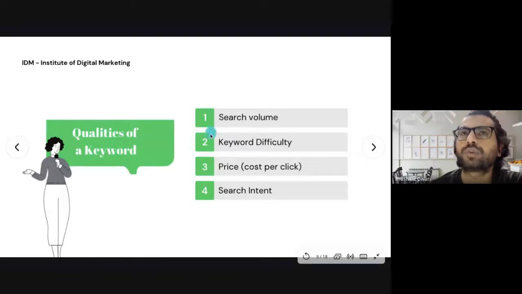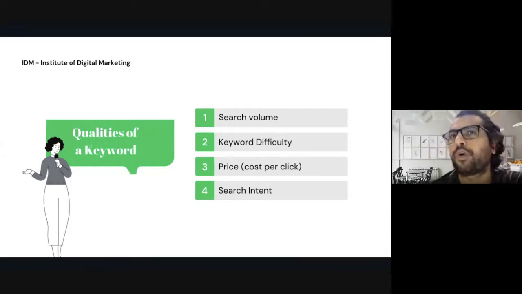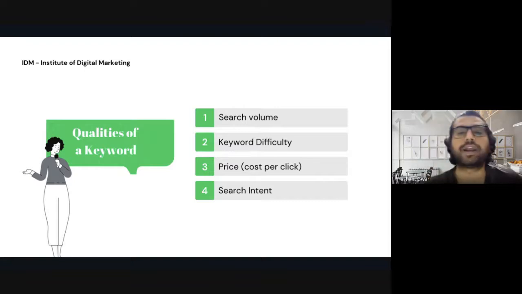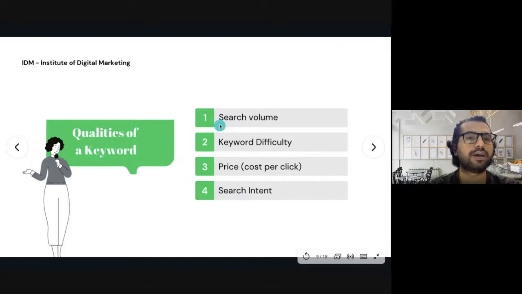So what we used to do, we pick 4 to 5 keywords and run a quality check on all those 4 to 5 keywords. And the keyword which comes up with a higher number of qualities, we pick that one as the focus keyword in our optimization process, on our headlines or page title or our page URLs or our meta description. So these are the 4 qualities you will look into in any keyword when you are doing keyword research.